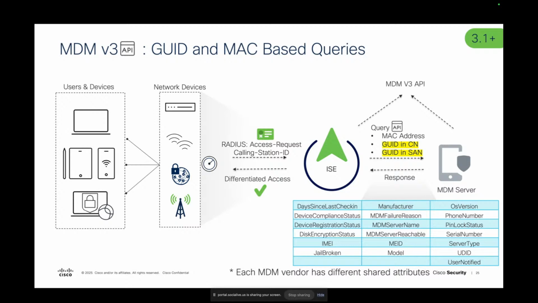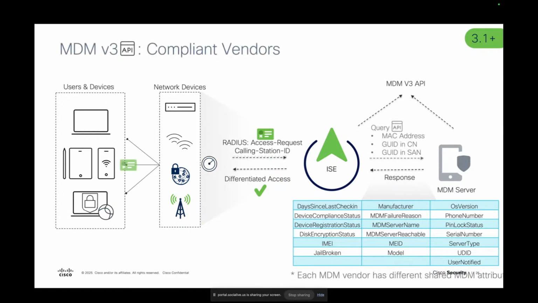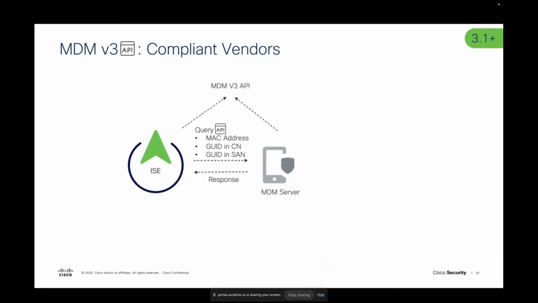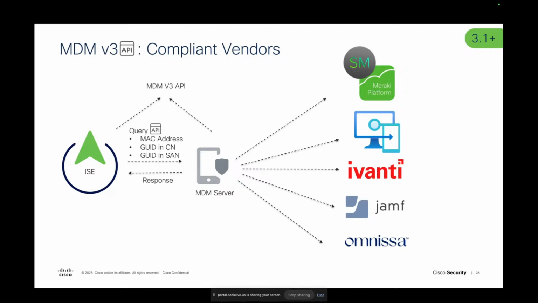For this to work, both the MDM server and ISE are supposed to be compliant with the MDM version 3 API. So out of all those many MDM vendors that we could integrate with ISE, which are the MDM version 3 API compliant vendors? Let's look at them. There are 5 different MDM vendors which are compliant with the MDM version 3 API: currently Meraki, Intune, Ivanti, Jamf, Omnissa. These are the MDM vendors which are already compliant with the MDM v3 API.